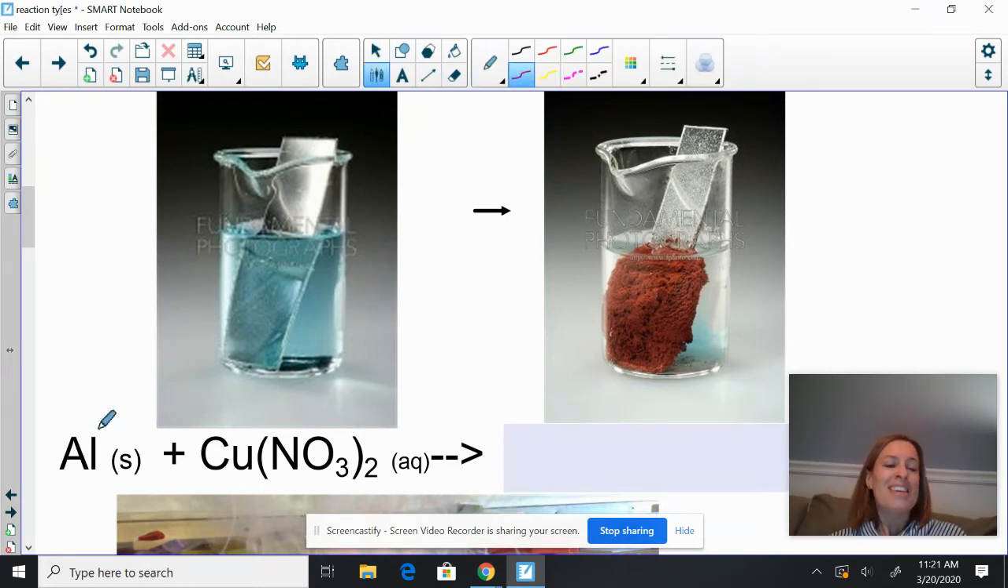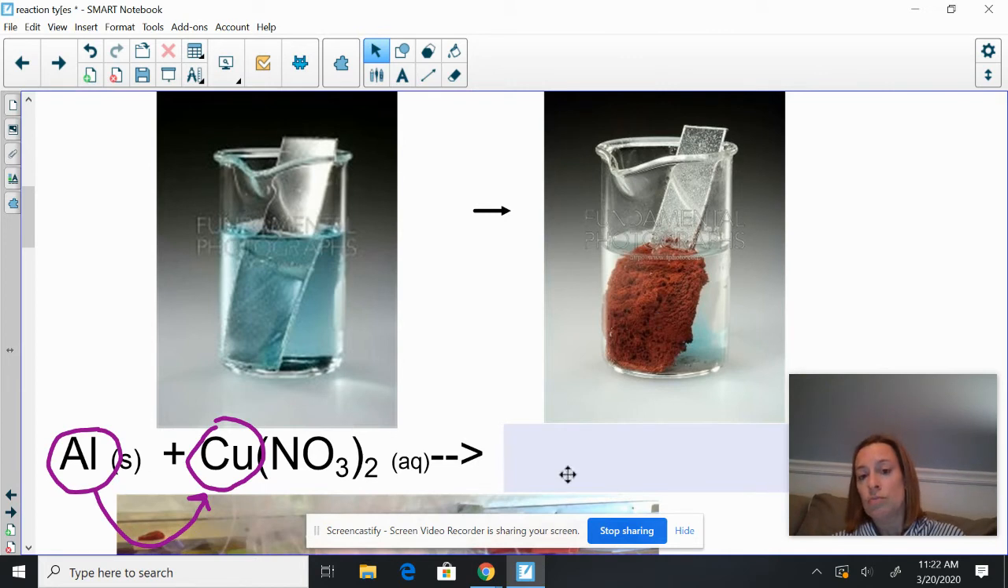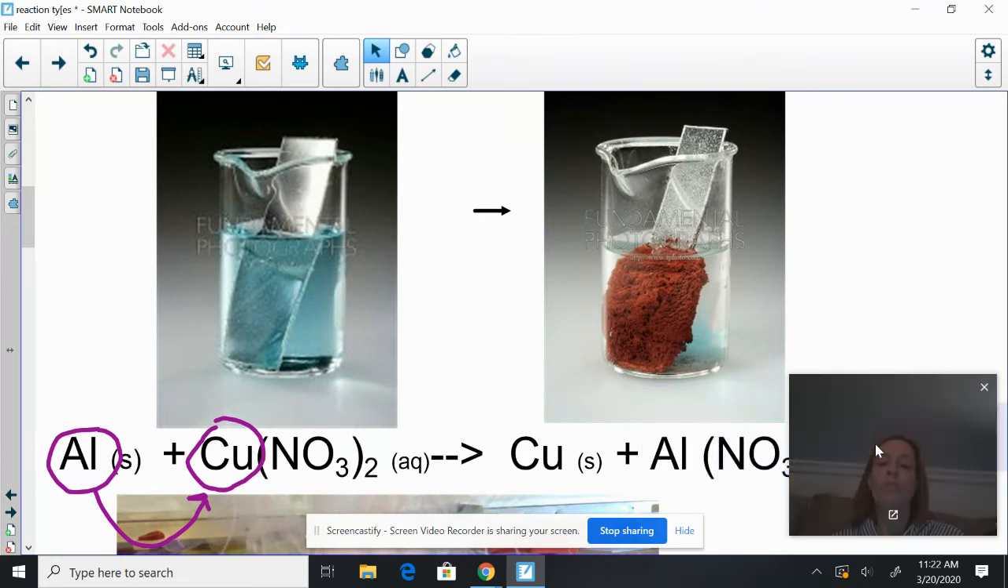Well, the aluminum, let's see if I can draw on this one. The aluminum took copper's place, right? So aluminum came in here, kicked out the copper, so the copper metal developed, and that's why you see it red right on that aluminum foil. That is solid copper. Aluminum takes copper's place, so now the aluminum is partnered with the nitrate. I know you can't see the rest of this because I'm blocking it, but it doesn't matter. You see what the general reaction looks like.